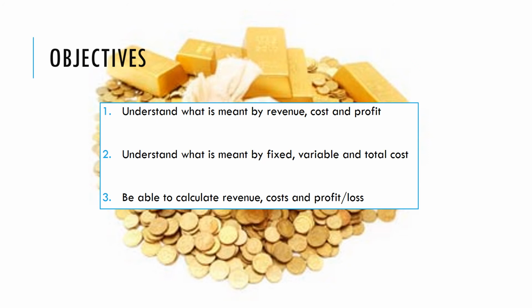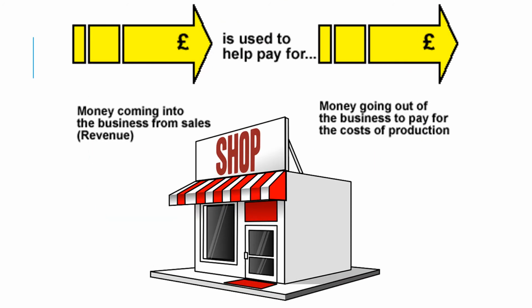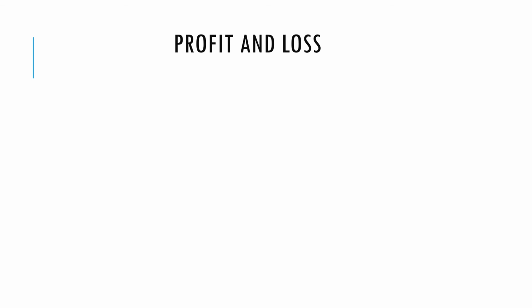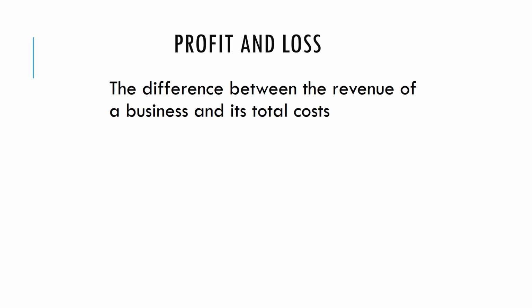Right. So we've looked at revenue, we've looked at cost. The final thing we've got to look at is profit. So money coming into the business is revenue, money going out of the business is costs, and the smart ones among you will be saying, well, what do we call the difference? What do we call it if there's any money left over? What do we call it if costs are higher than revenues? The answer is profit and loss. Profit is the difference between the revenue of a business and its total costs. And this is the formula we use to calculate it. Again, this is an important formula that you should write down in your notes.